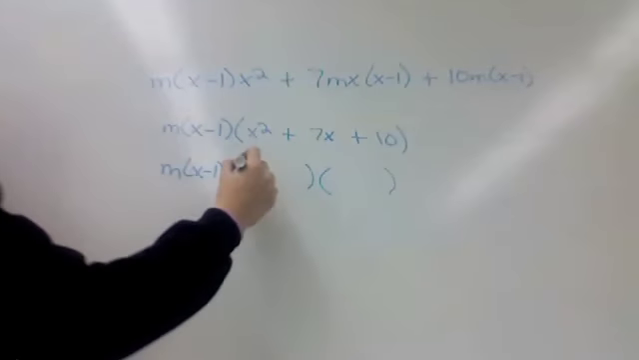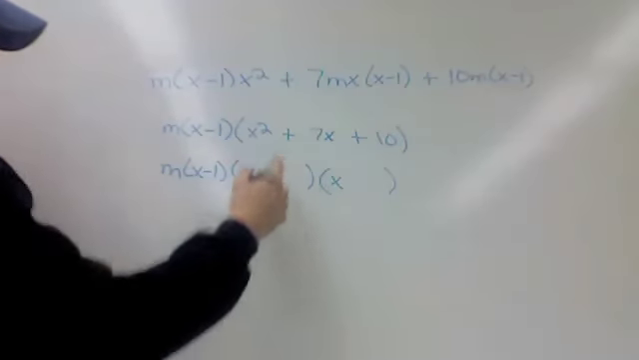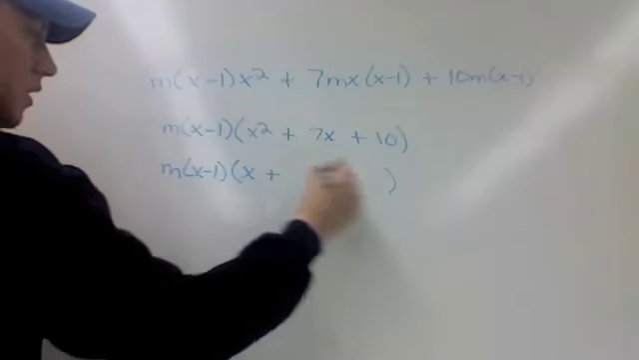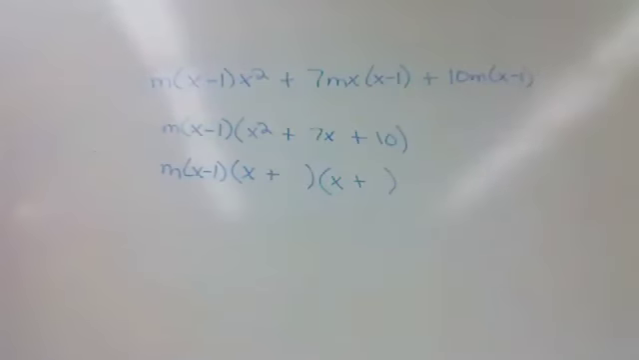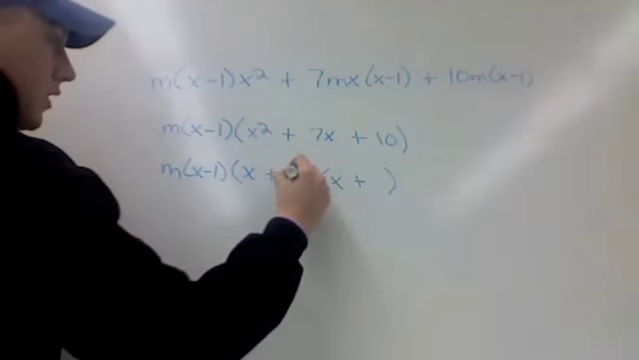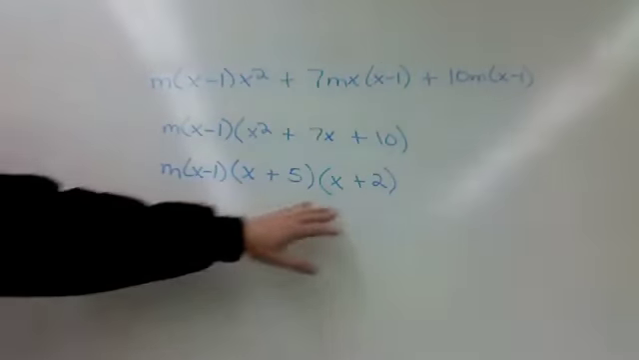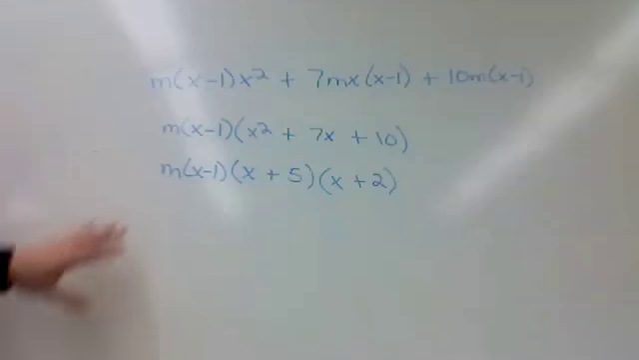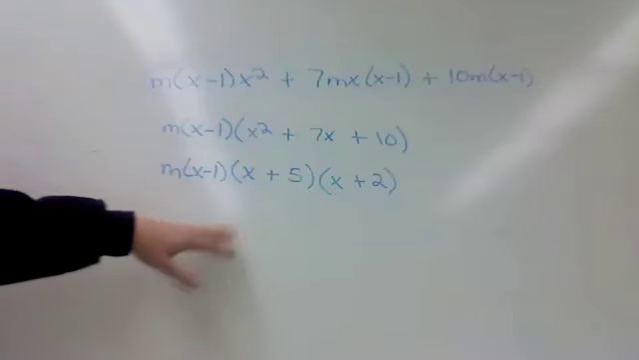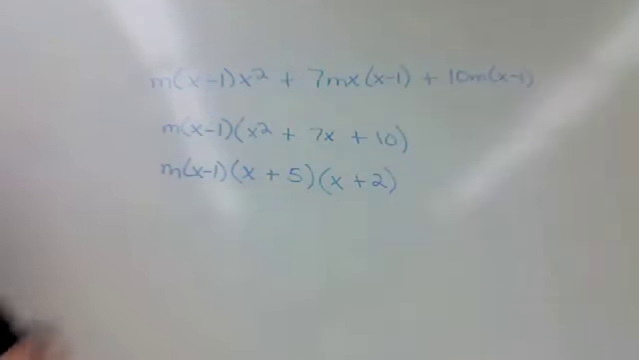We look at here, we're going to go ahead and put our x's in. We see that we can just put in both positives here. Now, what are our factors of 10? 1 and 10, 2 and 5. 2 and 5 is probably going to be our best solution here. So we can put 5 and 2 here. It doesn't make a difference whether you put a 2 here or a 5 here. So our final answer is going to come out to m times (x minus 1) times (x plus 5) times (x plus 2).